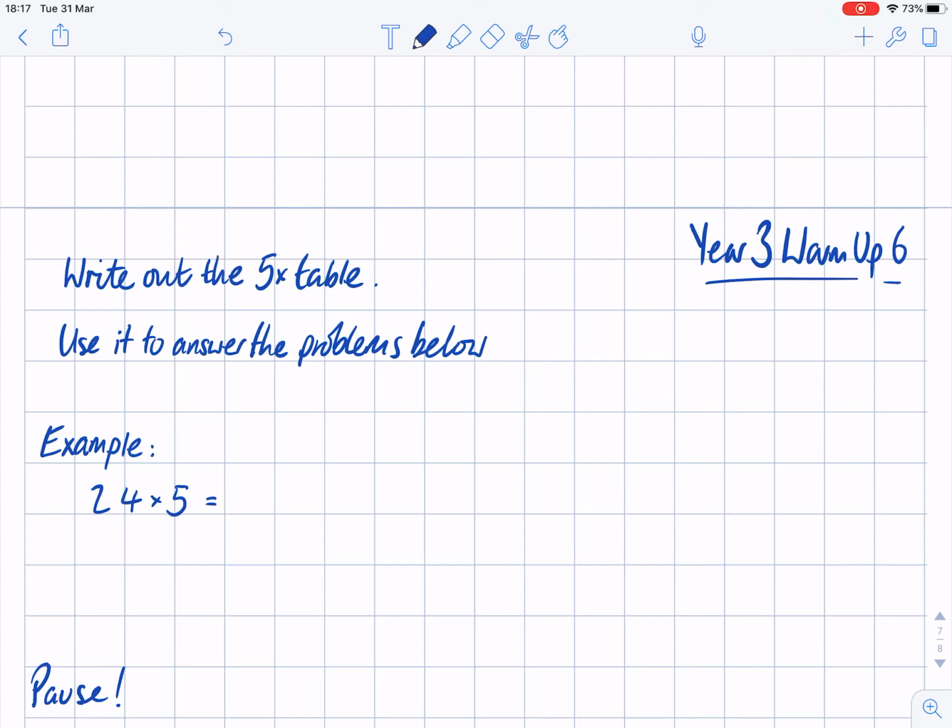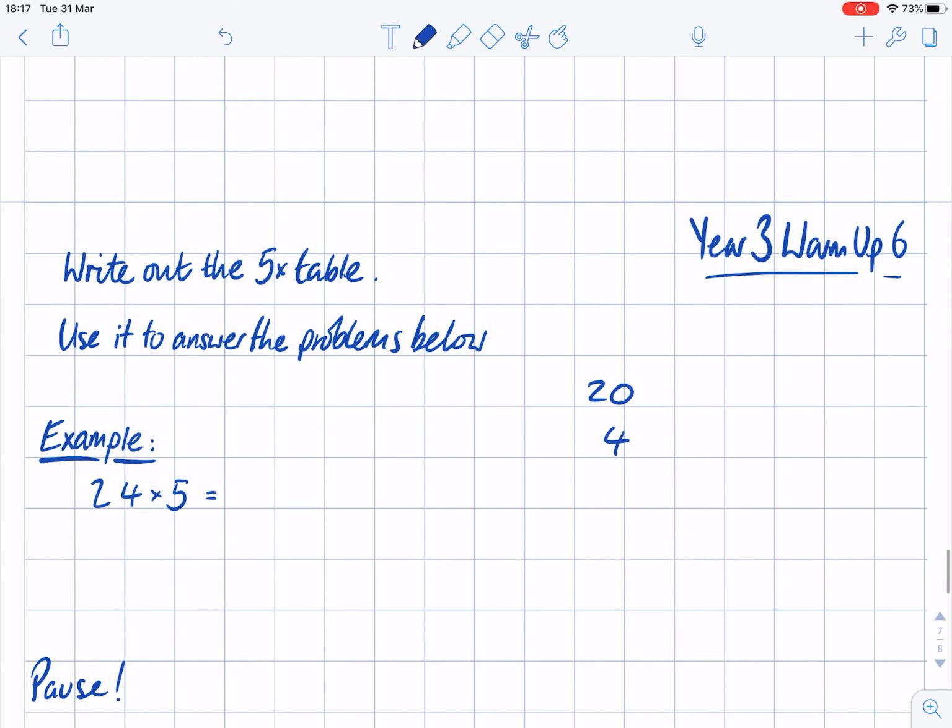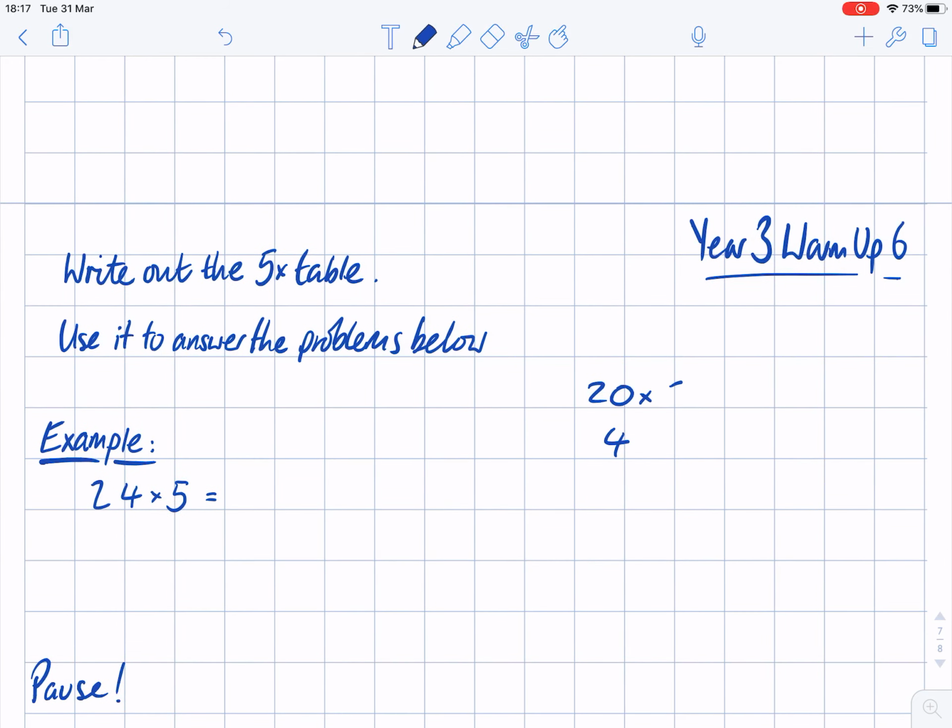All right, great. So hopefully you've written out your 5 times table, and you can see the first example that I want you to go through is 24 multiplied by 5. So using your times table, I want you to think about, once you've partitioned the 24 into 20 and 4, what 20 multiplied by 5 is. And if you know that 10 times 5 is 50, if you double the 10 you get 20, which means you can double your answer to get 100.